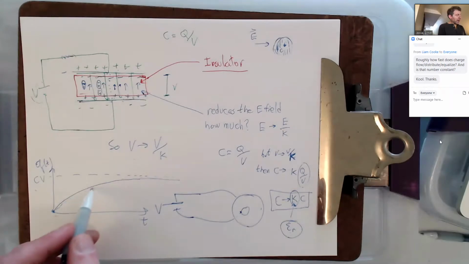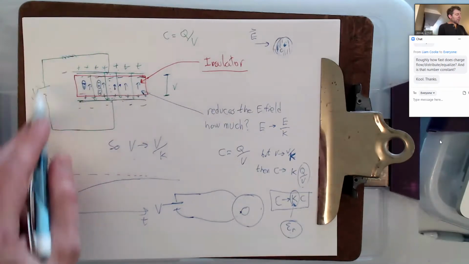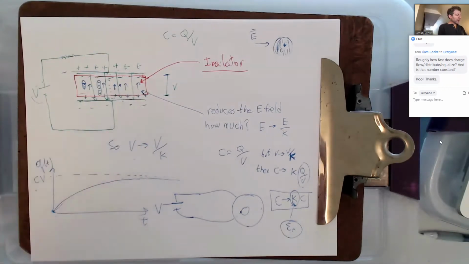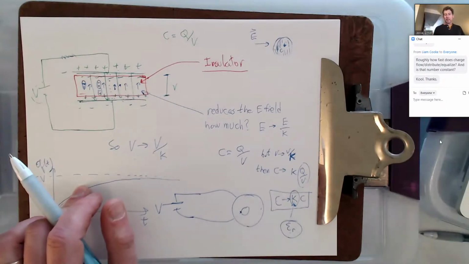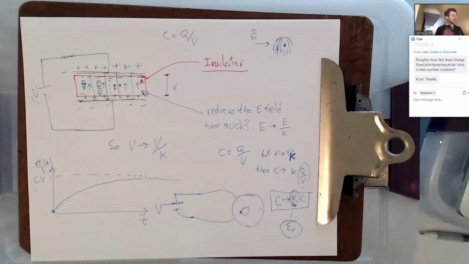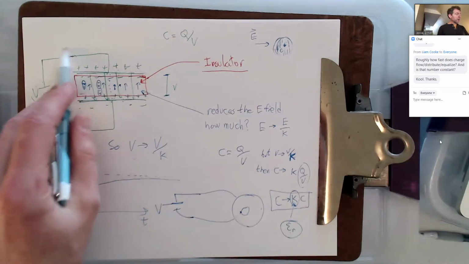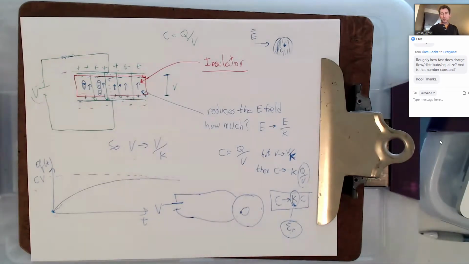And how much time this takes will depend on what the resistance of these wires is. And it can be very fast. I mean, it can be microseconds, or it can be seconds, depending on how big the resistor is. Right? Okay, what else? Other questions so far?